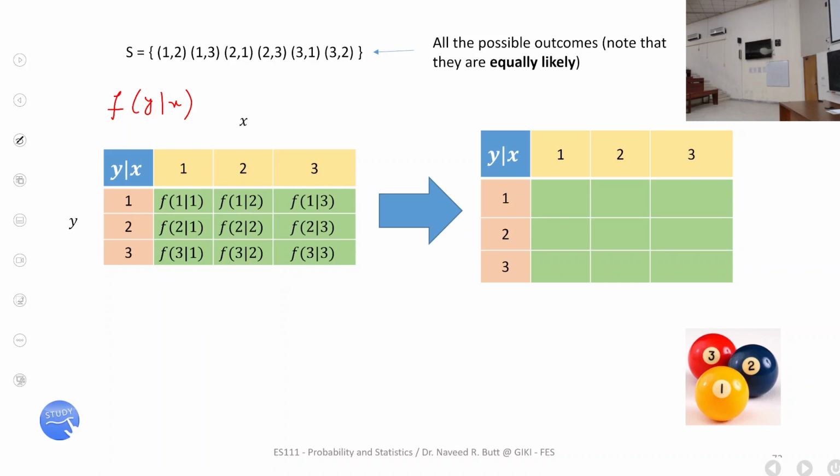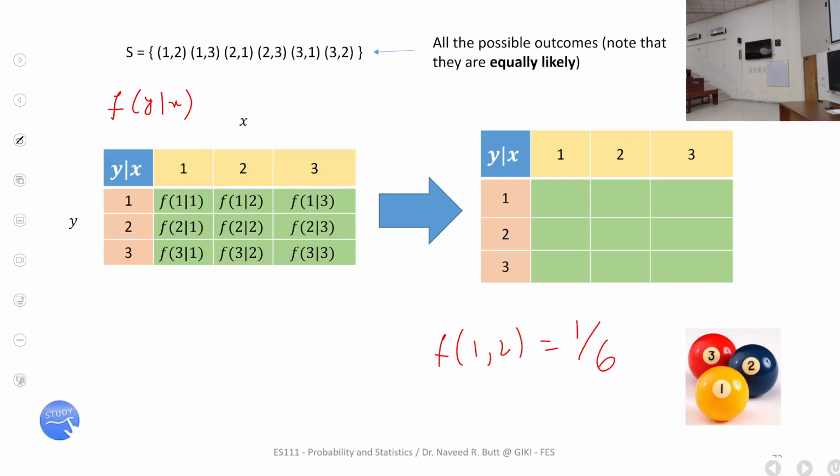Right? Because repetition is not allowed. What about this one? It is saying probability that the second ball shows a 1 given that the first one had a 2. What will it be? Last time, what did you find? You found f1 2 last time. f1 2 was 1 by 6. What was that saying? Probability that the first ball shows a 1 and the second shows a 2. That was 1 by 6. This is different, isn't it?